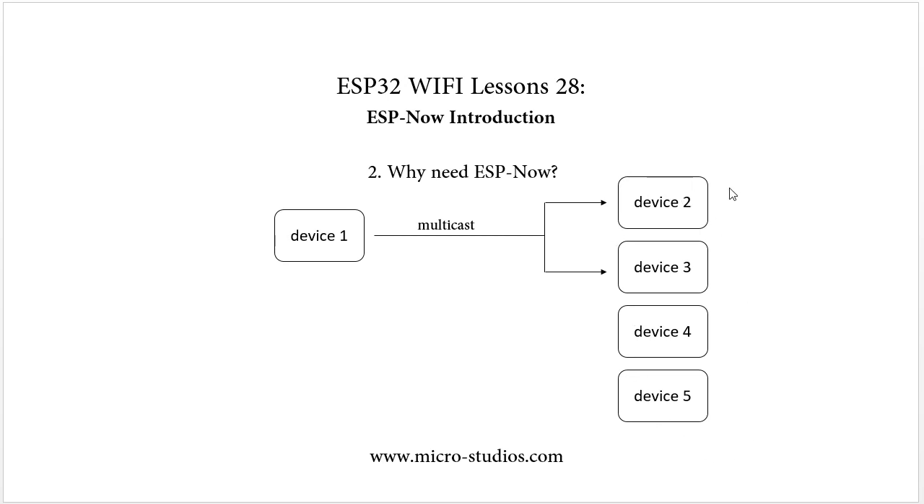We have a group of devices here. We have another device here. So this device can send the data to some of the group of devices, here devices 2 and 3. And the broadcast is like this: the device here sends the data to all the devices in this group.